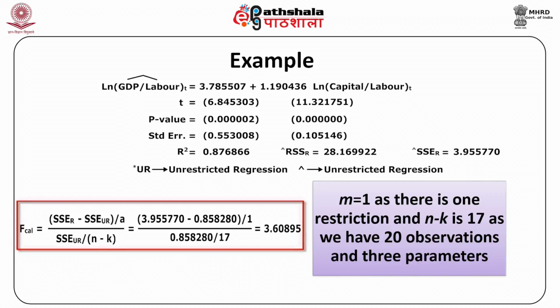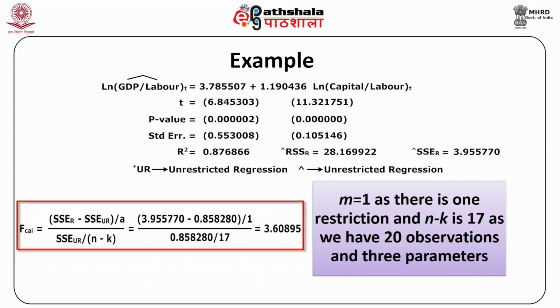F calculated is equal to (SSE_R minus SSE_UR) divided by m, all over SSE_UR divided by (n minus k), which is equal to (3.955770 minus 0.858280) divided by 1, all over 0.858280 divided by 17, which is equal to 3.60895. Here m is equal to 1 as there is one restriction, and n minus k is 17 as we have 20 observations and 3 parameters.